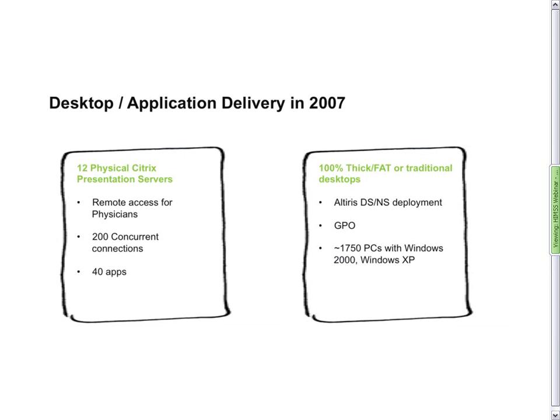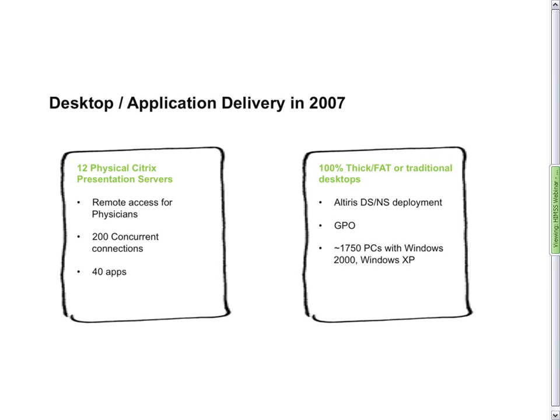So, a little bit about our journey of our migration from traditional desktops to where we are today. This is a snapshot of where we were back in 2007. So we were delivering to remote offices using Citrix presentation server, which is now the XenApp server, and it was primarily just for physician access. And we would just have about 200 concurrent connections and delivering 40 apps.